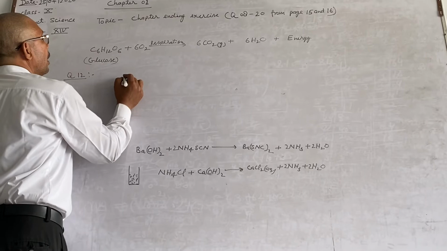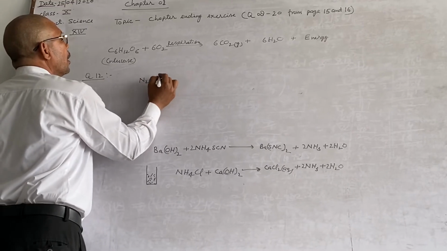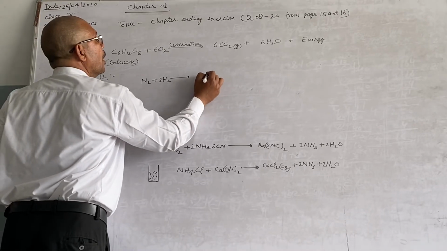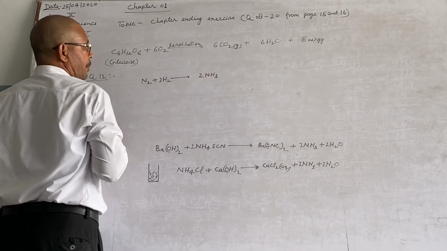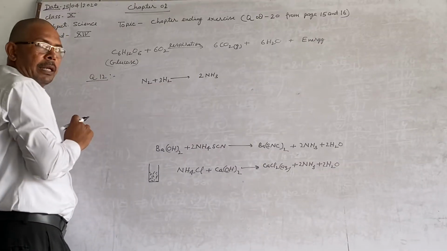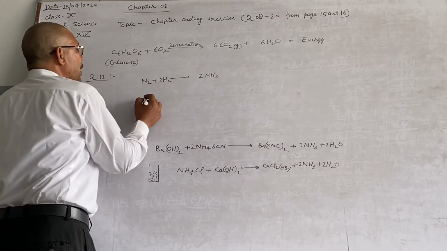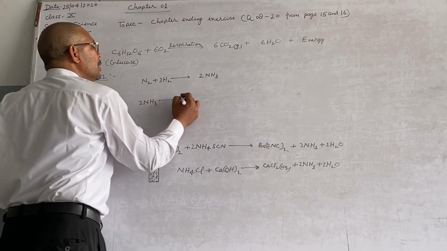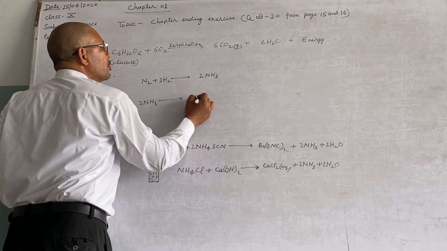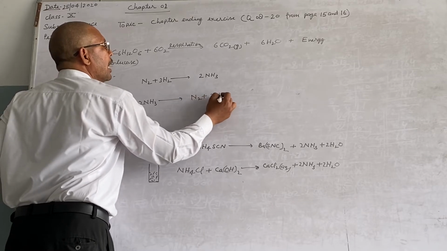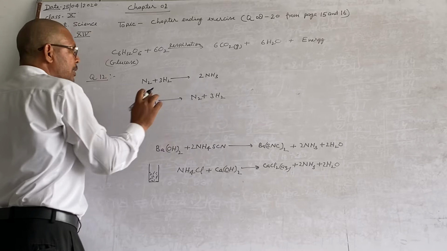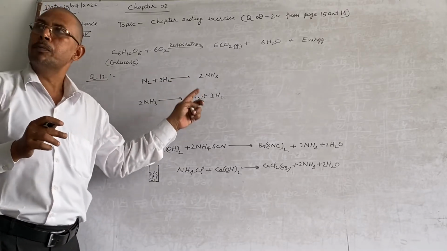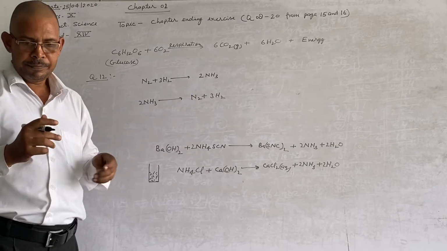See here, N2 plus hydrogen, they react to form ammonia. This is an example of a combination reaction. But when ammonia is heated, it undergoes decomposition to produce nitrogen plus hydrogen gas. So this is an example of the decomposition reaction. Therefore, combination reaction is just the opposite of the decomposition reaction.